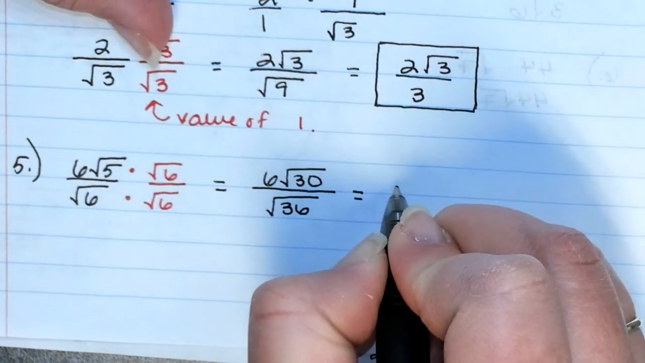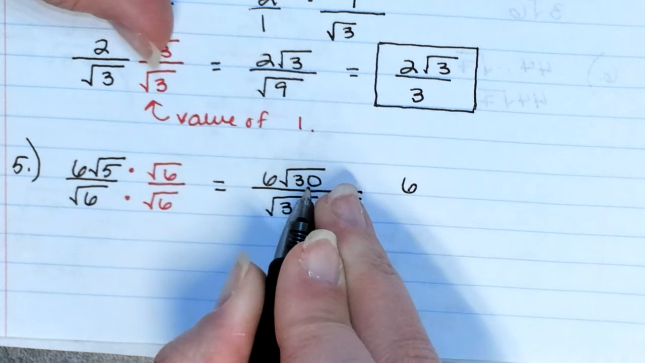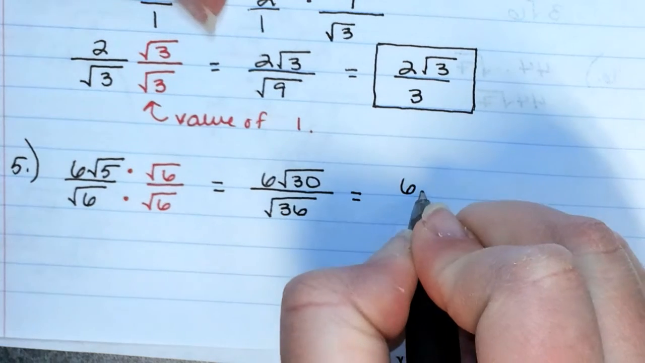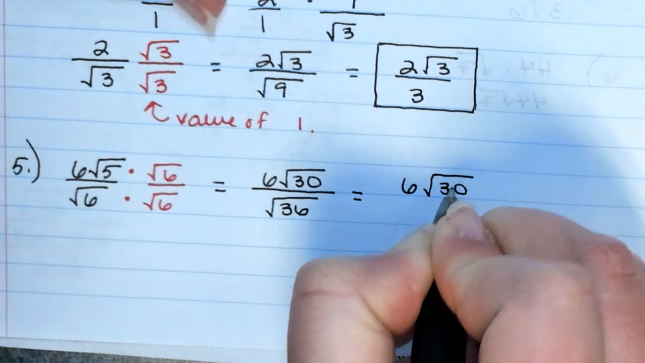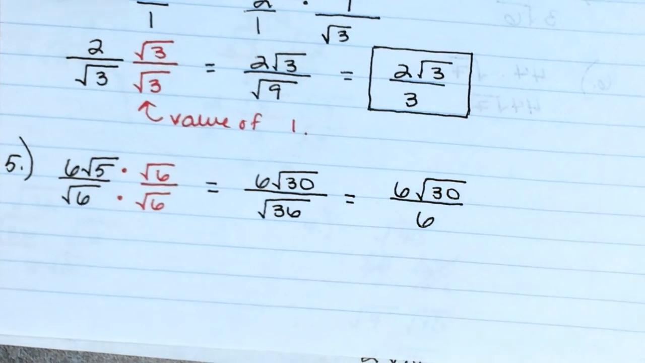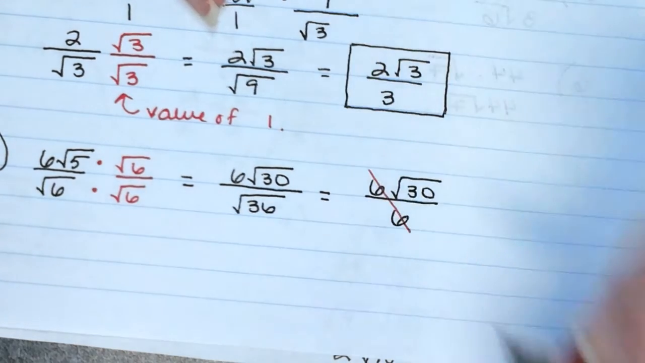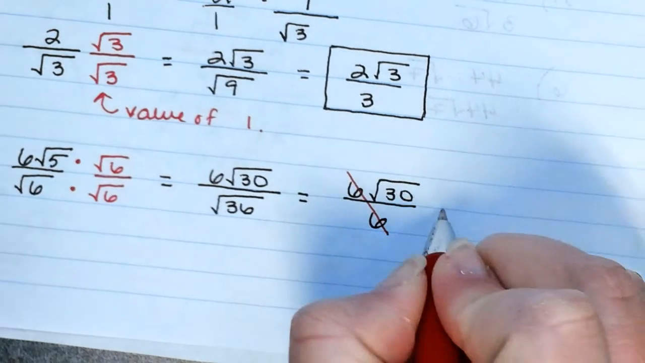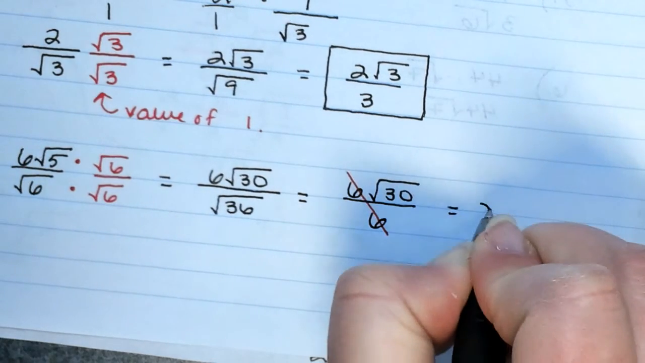On the top, I have 6. Are there any perfect squares that go into 30? 1, 4, 9, 16, 25. Any of those go into 30? Nope. So we're going to leave it 6 times the square root of 30 over, what's the square root of 36? Okay? Anything else? Yes, 6 over 6 I can now do because now that they're both not under radicals, I can take care of those. 6 over 6 turns into 1. So what's my final answer here? Square root of 30.